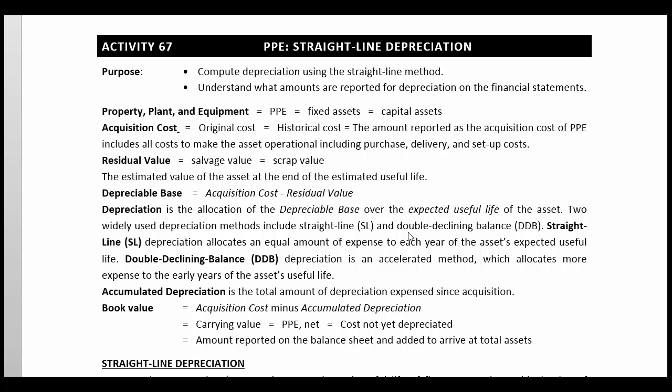When it comes to depreciation, there are two methods. One is, as I said, straight line, and the other one is called double declining balance. Straight line allocates an equal amount of cost to each period, whereas double declining balance allocates more cost to the earlier periods and less cost to the later periods. So the amount of cost applied each period is going to decrease each period. We're only going to do straight line in this class.